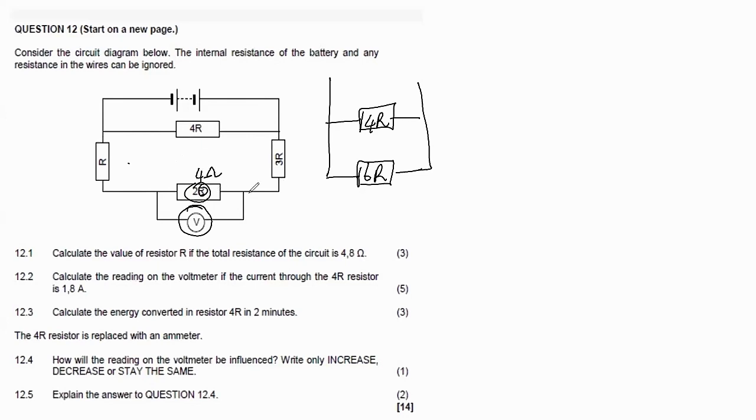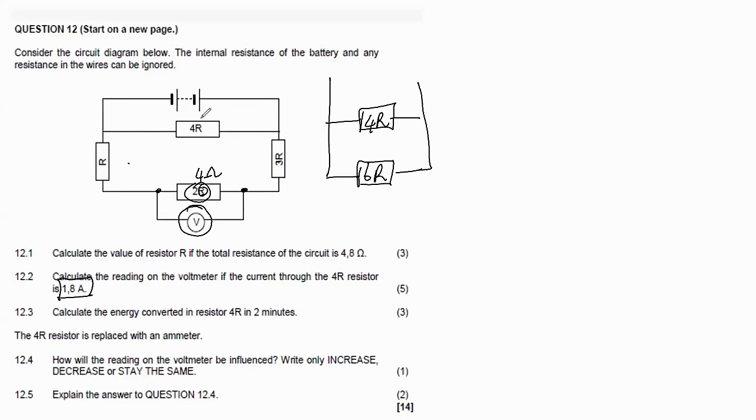That means that's 4 ohms. So that voltmeter is reading the voltage of the 4 ohm resistor only, because we can see it is only connected to that resistor there. Now, how would we calculate the reading on the voltmeter if the current through the 4R resistor is 1.8 amperes?